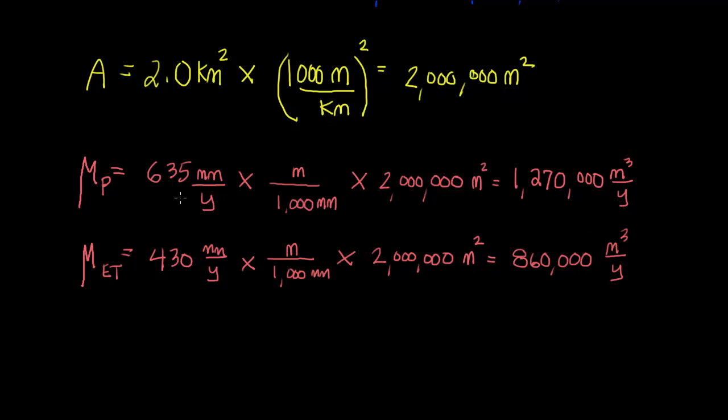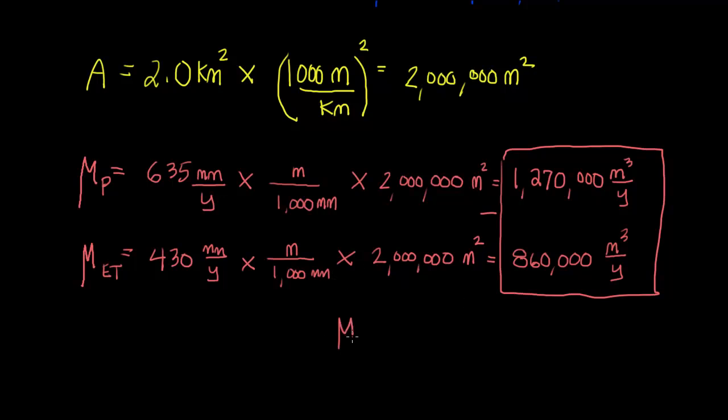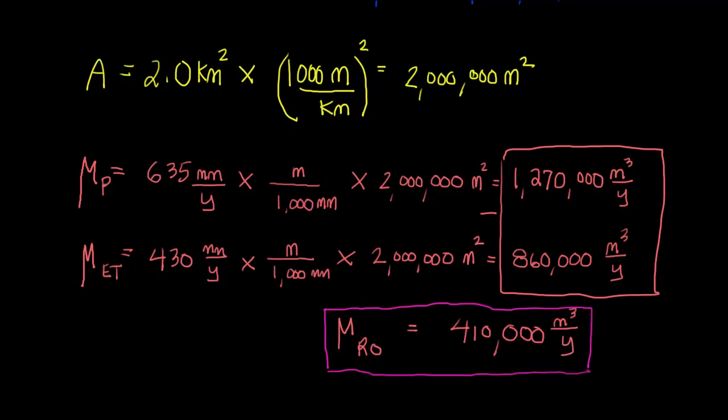We just have to take the difference between those two. We're going to subtract. Actually, I can just draw it like this, right? I'm just going to subtract 860,000 from 1,270,000. I'm going to subtract that, and that will be my volume of runoff lost from the watershed, and that will turn out to be 410,000 cubic meters per year. So this is the first part of the problem.